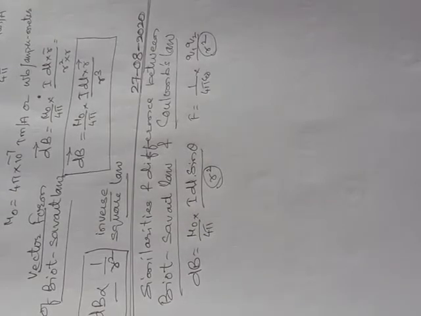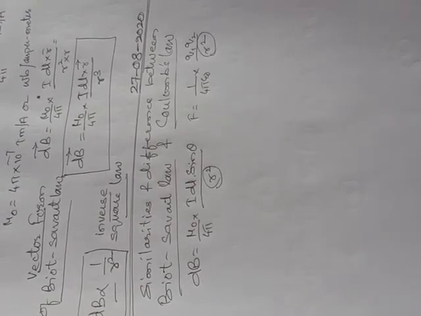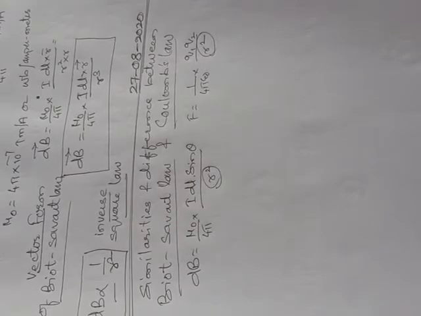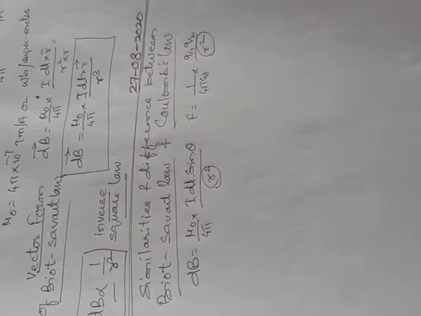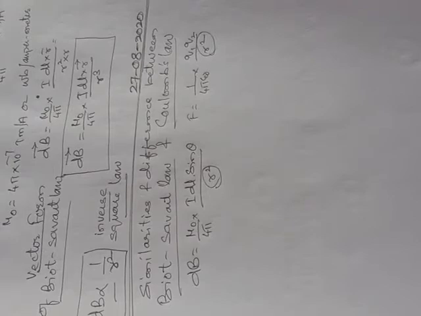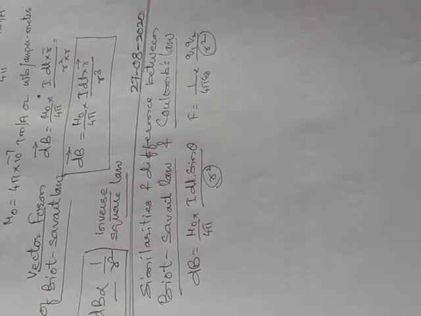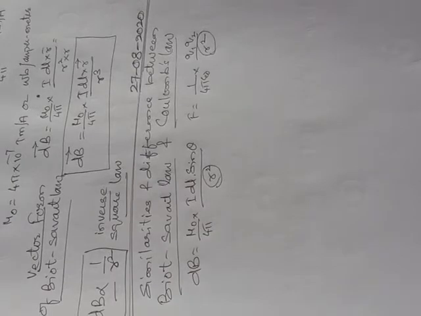Second, both are long range. Biot-Savart law and Coulomb's law, both are long range. Long range means the force is there up to a long range, where the distance between the two points is very long. So they are long range forces. And both obey the inverse square law.